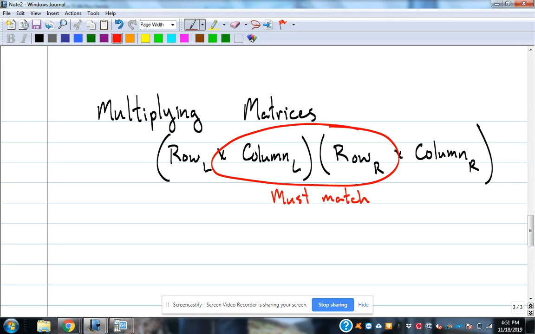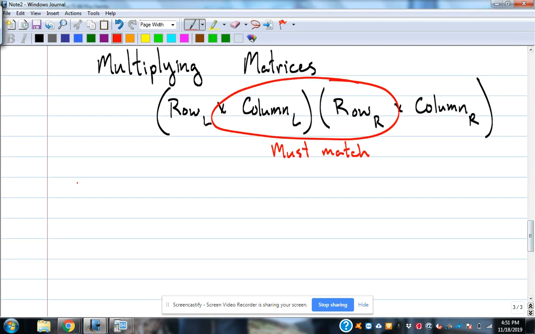What this implies is that matrix multiplication is not commutative. If you did matrix A times matrix B, that is not always the same as matrix B times matrix A. You can't change the order and get the same thing. Sometimes if you change the order, it's an undefined operation. It doesn't work. Examples of this.